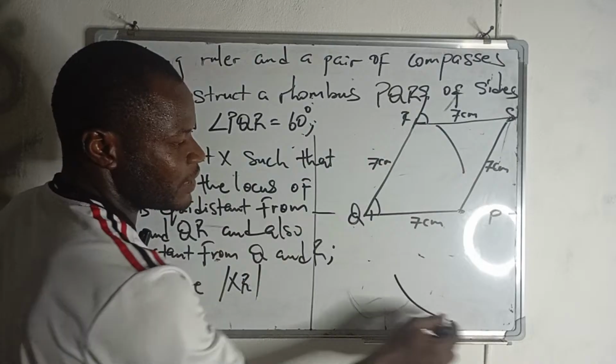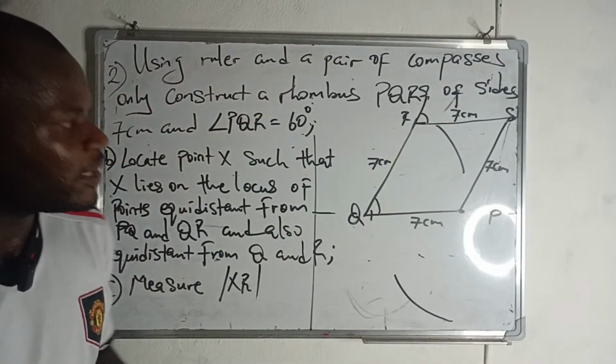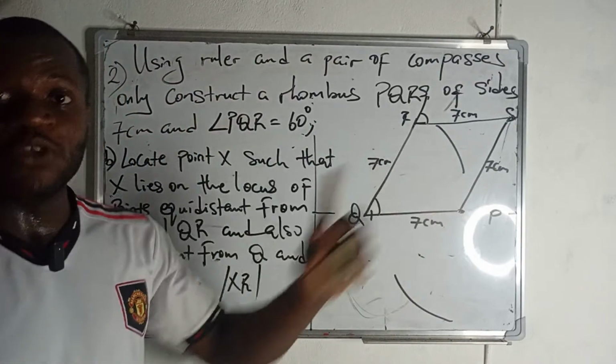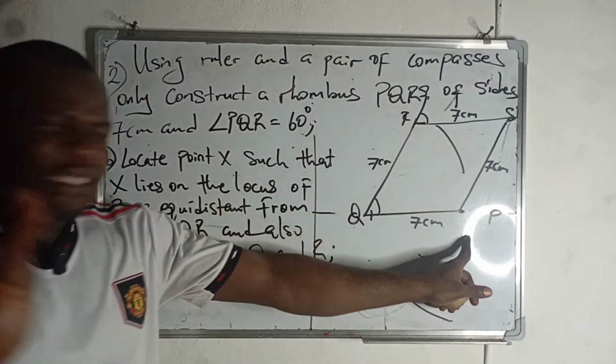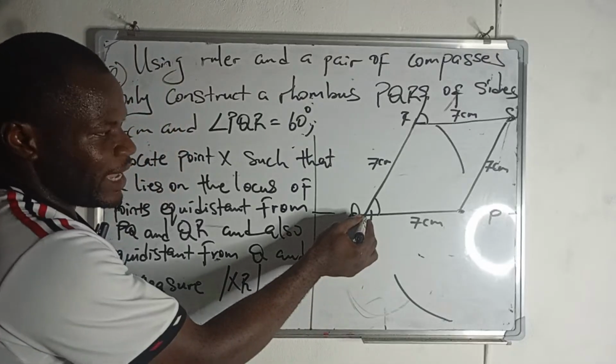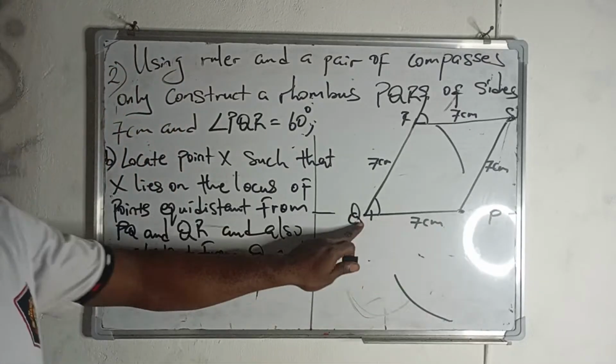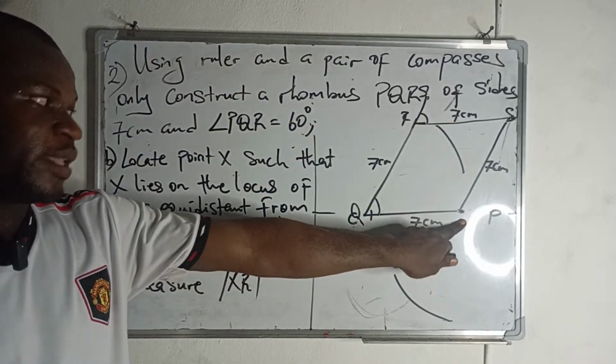Remember, whenever you are looking for a locus, the arcs must be up and down. You don't just focus on one place. You make the arc up and you make it down. Using the same measurement, you put the pin here, which is the end point of that particular line. Remember, this line started from P and ends here.